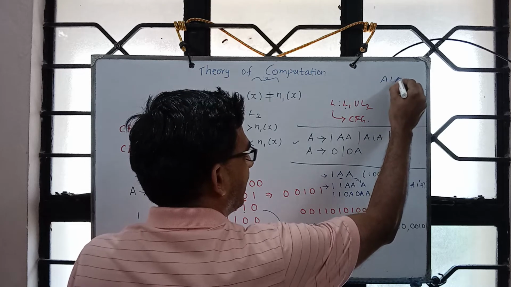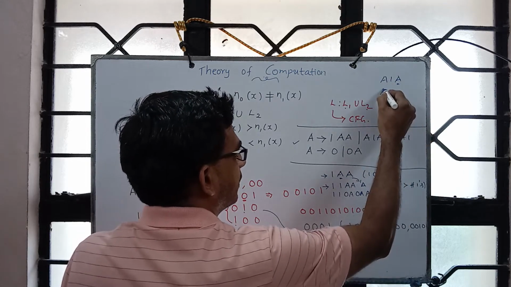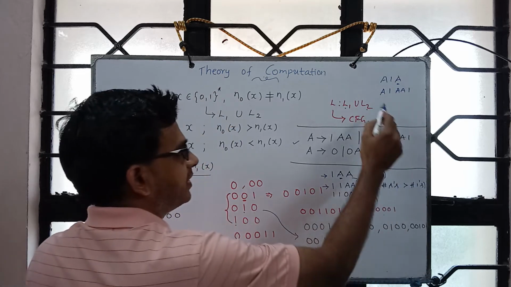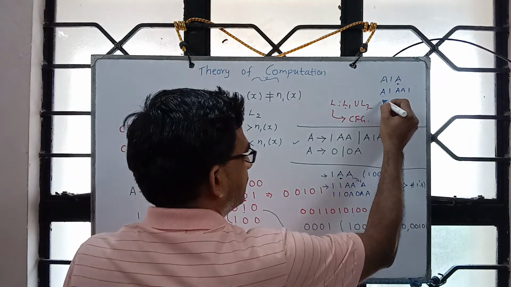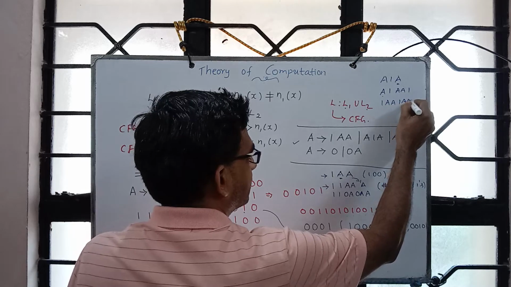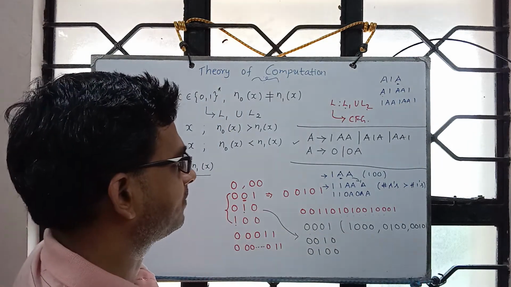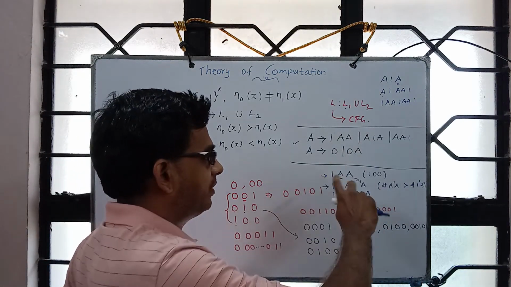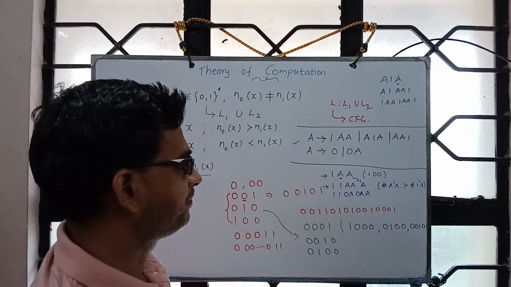say A1A. Now you have decided to replace this using AA1. Now you see that 2 1's, 3 A's. You have decided to replace this with 1AA, so you get this. Now you see that 3 1's and 4 A's. Now A can be replaced by just a 0 or a sequence of zeros using this.